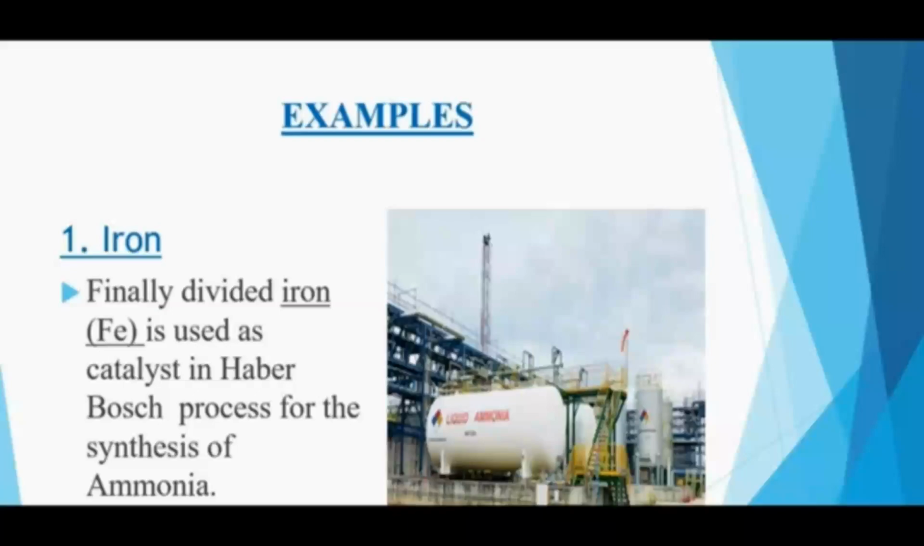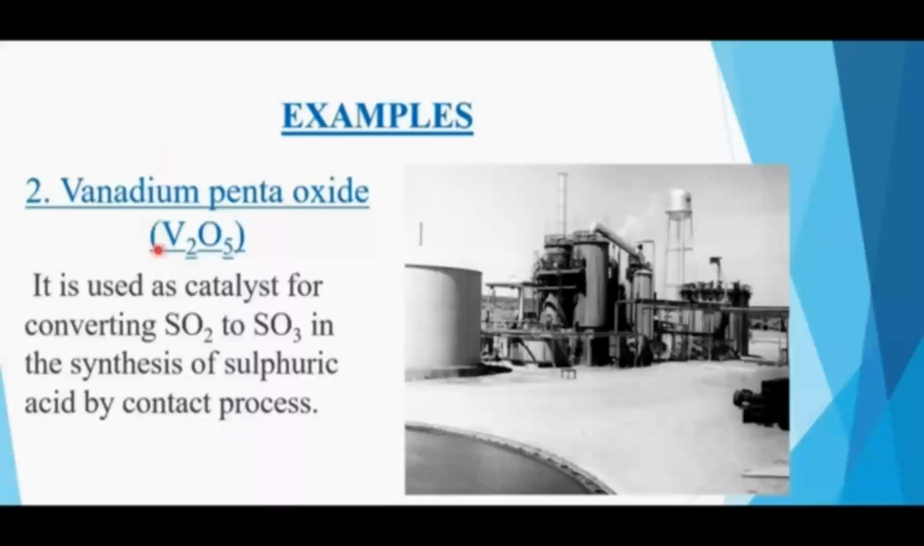Now let's have a look at the examples of transition elements. The very first example is of iron, which is used as catalyst in Haber-Bosch process for the synthesis of ammonia. Next example, vanadium pentaoxide. Vanadium pentaoxide is used as catalyst for converting sulfur dioxide into sulfur trioxide for synthesis of sulfuric acid by contact process.